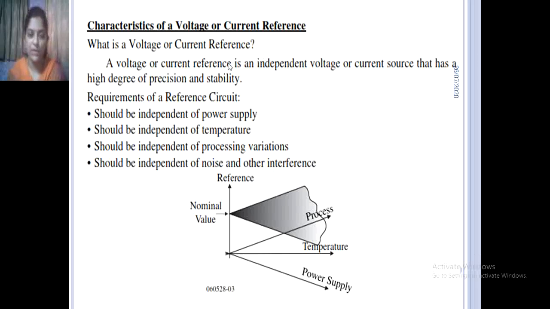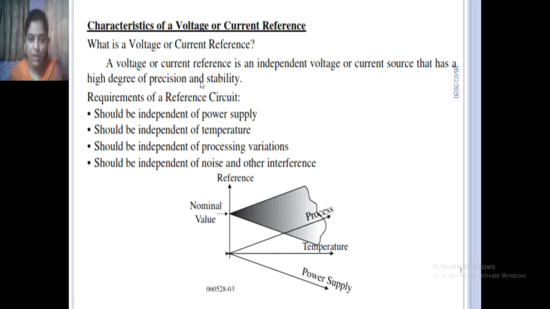So what are the requirements of a reference circuit? It should be independent of power supply, independent of temperature, independent of processing variations, and independent of noise and other references. So a voltage or current reference is nothing but an independent voltage or current source that has a high degree of precision and stability.